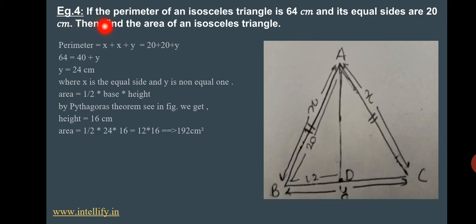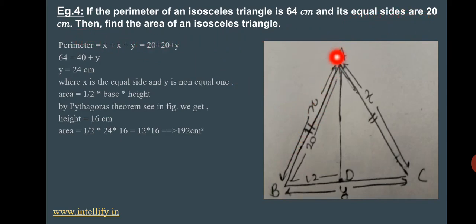Example number 4. If the perimeter of an isosceles triangle is 64 centimeter and its equal sides are 20 centimeter, then find the area of the isosceles triangle. So first we have to draw the triangle. Let ABC be a triangle and this is an isosceles triangle. Two sides are always equal, and let AB and AC be the equal sides. And the equal sides are 20 centimeter.